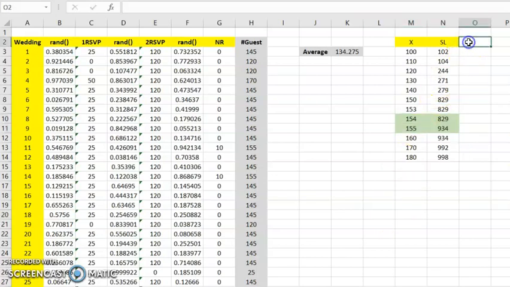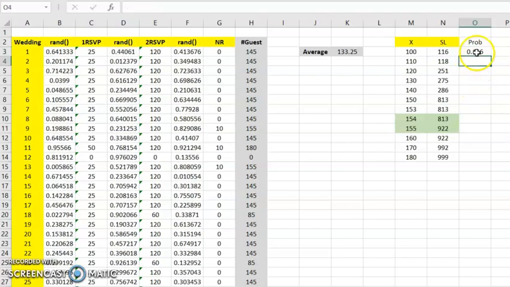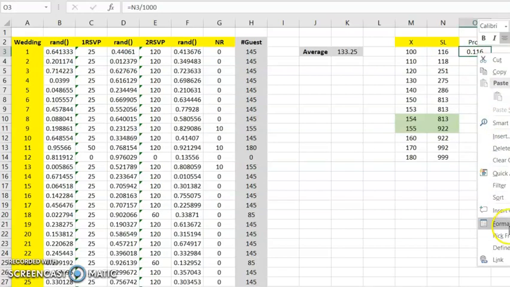Okay, and now here we can put that probability that we are looking for, that is 90%. So it would be the number of people who are, if we get prepared for 100 guests, 97 out of 1000 will be smaller than 100. So the service level would be this low number that is not acceptable.